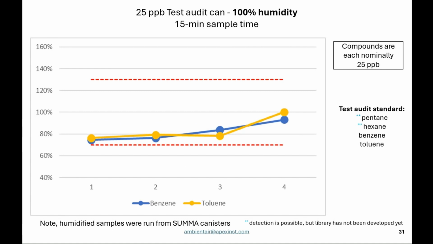All right, and finally, we're using the same test audit standard here. This test is run again at 25 parts per billion and again at 15-minute sample time with the humidity adjusted to be 100%. And here we're seeing both benzene and toluene within that threshold range and slightly underreporting compared to the 100%.